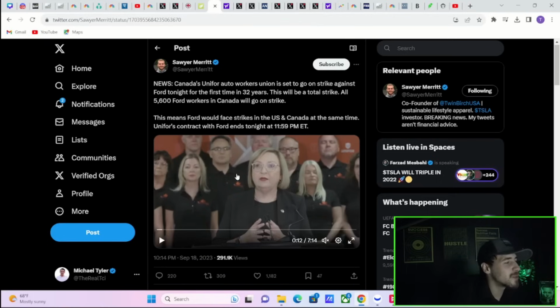To make matters worse for the big three, Canada's Unifor Auto Workers Union is set to go on strike against Ford tonight for the first time in 32 years. This will be a total strike. All 5,600 Ford workers in Canada will go on strike. This means Ford would face strikes in the U.S. and Canada at the same time. Unifor's contract with Ford ends tonight at 11:59 p.m.